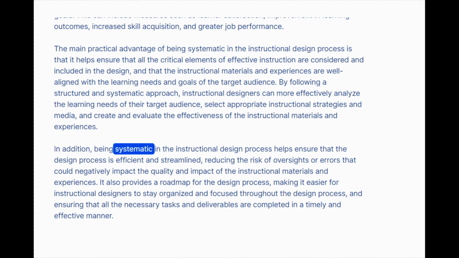In addition, being systematic in the instructional design process helps ensure that the design process is efficient and streamlined, reducing the risk of oversights or errors that could negatively impact the quality and impact of the instructional materials and experiences. It also provides a roadmap for the design process, making it easier for instructional designers to stay organized and focused throughout the design process, and ensuring that all the necessary tasks and deliverables are completed in a timely and effective manner.